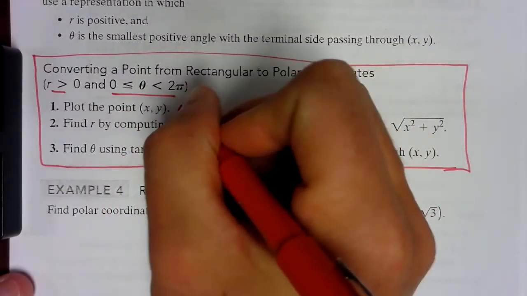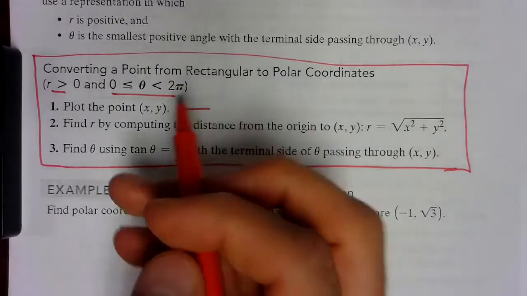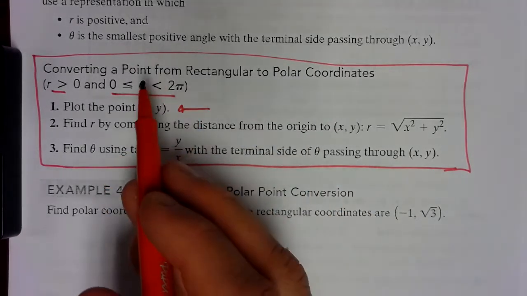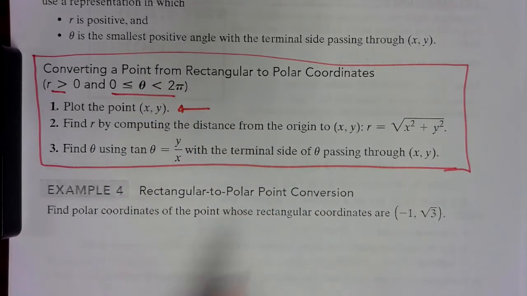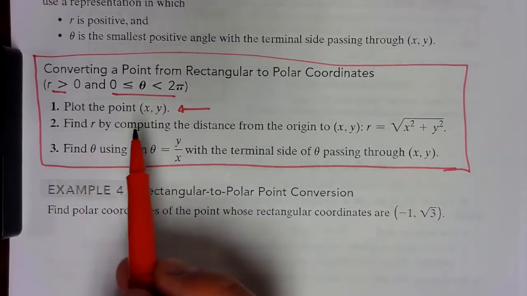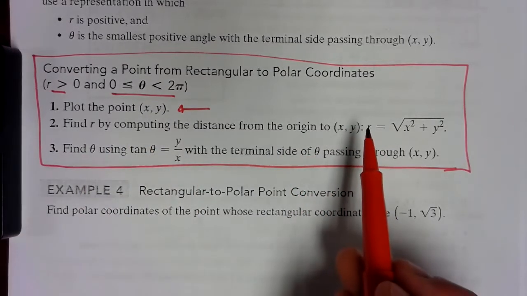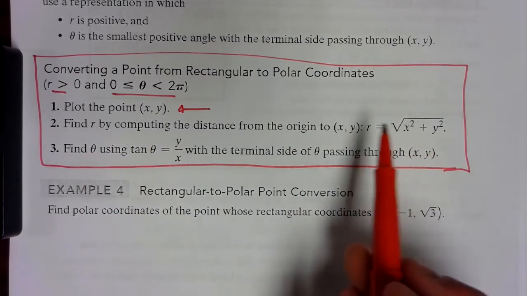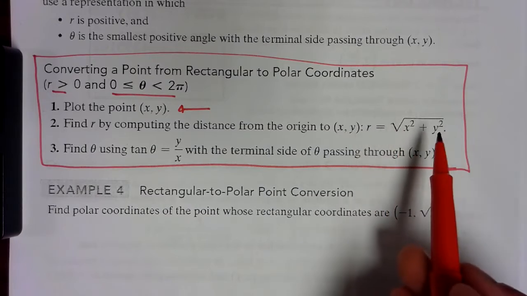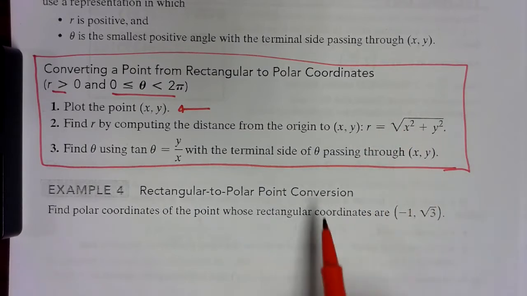So the first thing is we need to plot x comma y. This is going to help us pin down the value of theta. You'll see that when I get to step 3 in the one particular example I'm going to go through. Then we're going to find r. This is why I had us go from r squared equals x squared plus y squared to r equals the square root of that. So we can just simply plug in x, plug in y, and find the value of r pretty quickly.